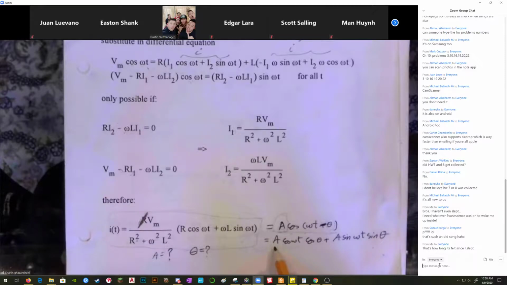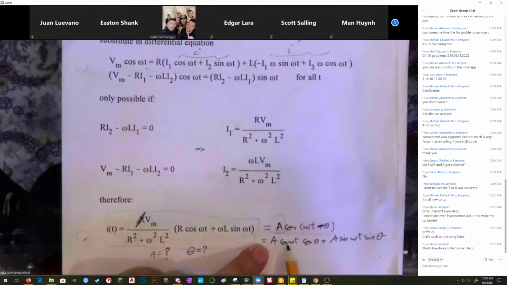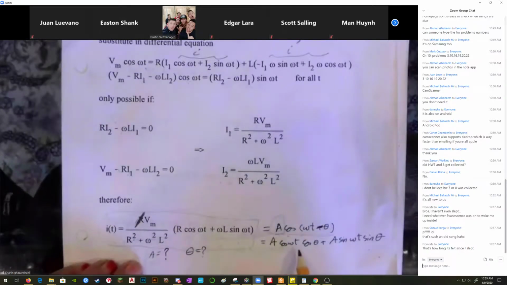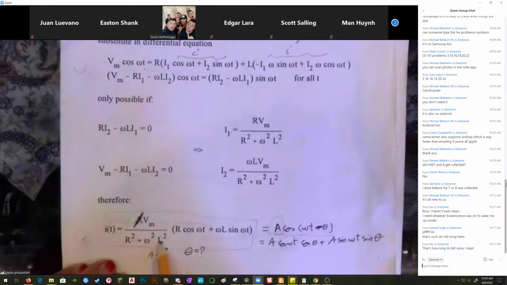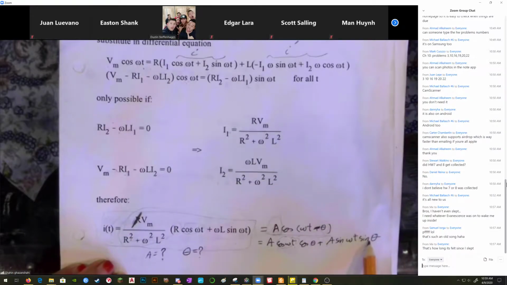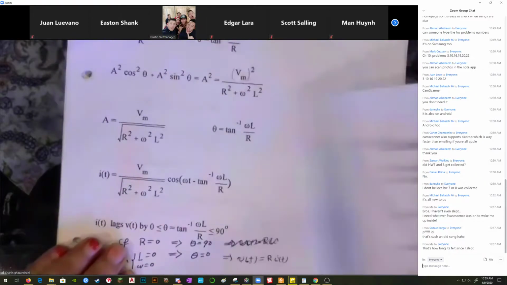Now, from here you need to listen carefully because you need it for your homework. You can write this: cosine omega t cosine theta, sine omega t sine theta, correct? You expand it. Then you equate the same coefficients of like cosine omega t with cosine omega t. So your A cosine theta is going to be equal to this function. You have sine omega t with sine omega t, so your A sine theta is going to be omega L divided by this, which is on the next page.